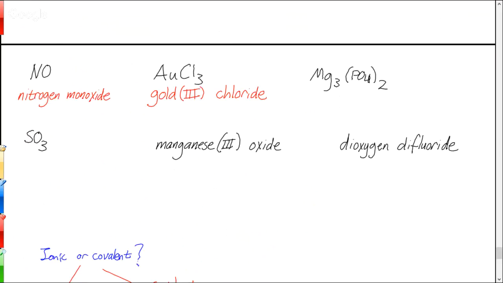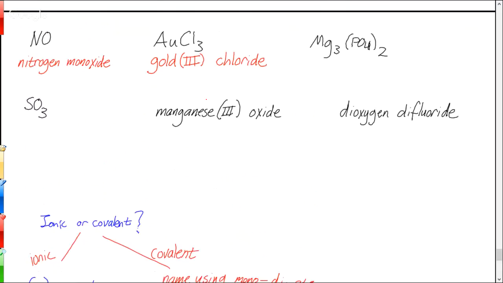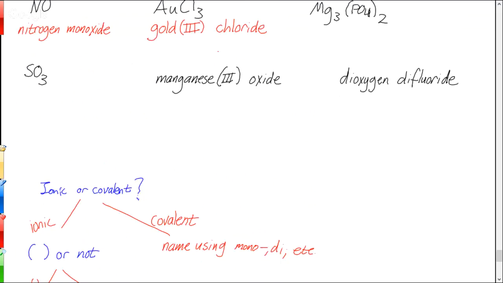So that works? Kind of. It's going to take some practice. We'll keep working on it. All right, next one. Same thing. Let's go back to the flow chart. Ionic or covalent?